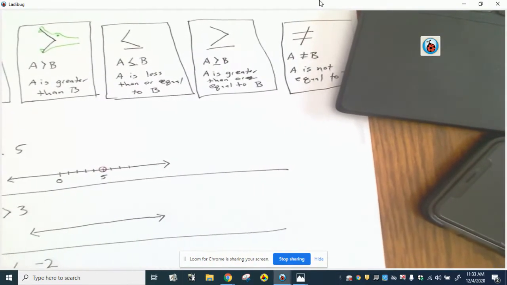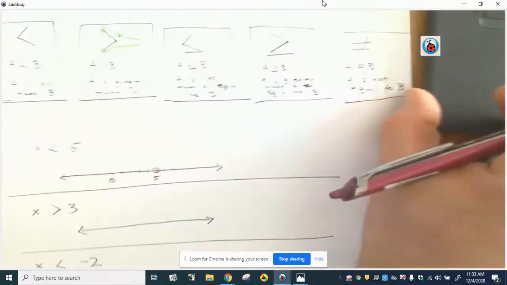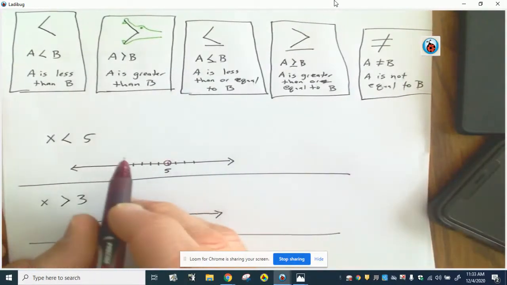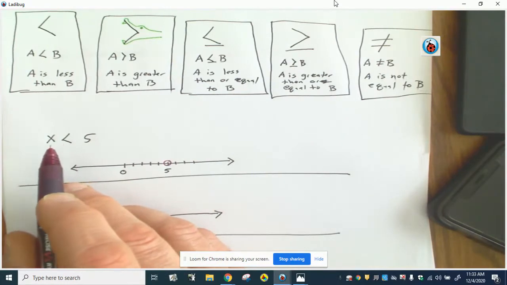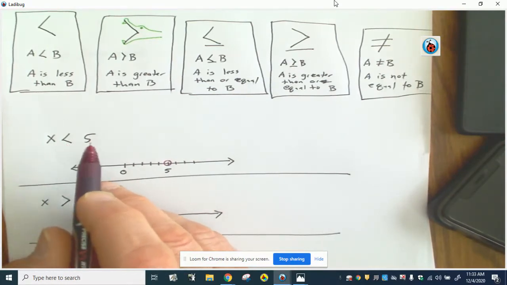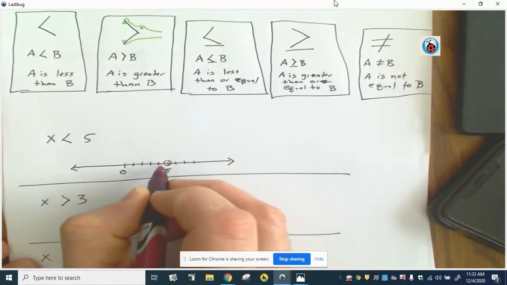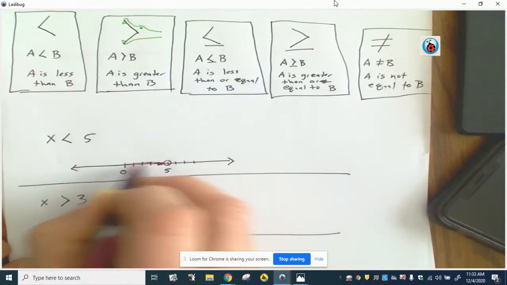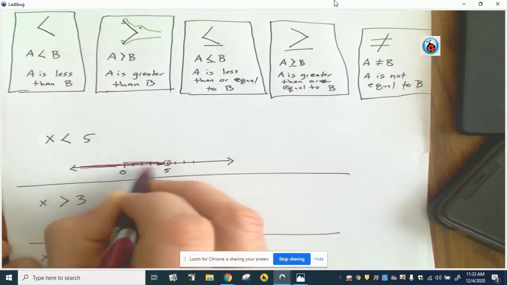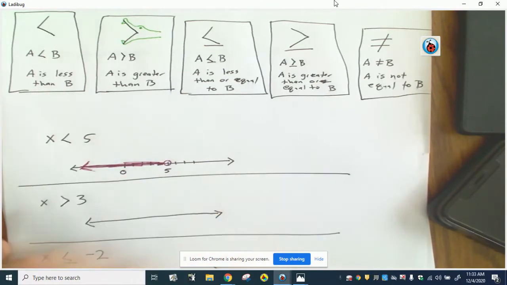And then we want to shade in the direction that it's pointed. This says x has to be less than 5. So the numbers that are less than 5 would be to the left of that. So we would shade everything left of that 5.